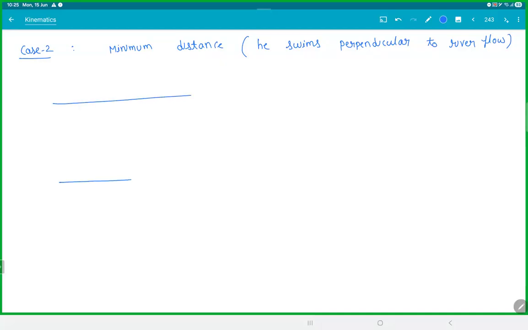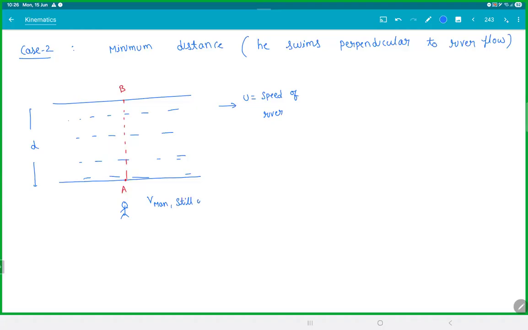So look at this thing. Minimum distance. We have a river which is flowing. This is A, this is B. So AB is your shortest distance. You just want to cross the river with distance D. The river is going with you. The man can swim with V in still water. That is important. Meaning if the water was not flowing, you would have gone with V. Now the question is, if I want to reach B, how should I swim?